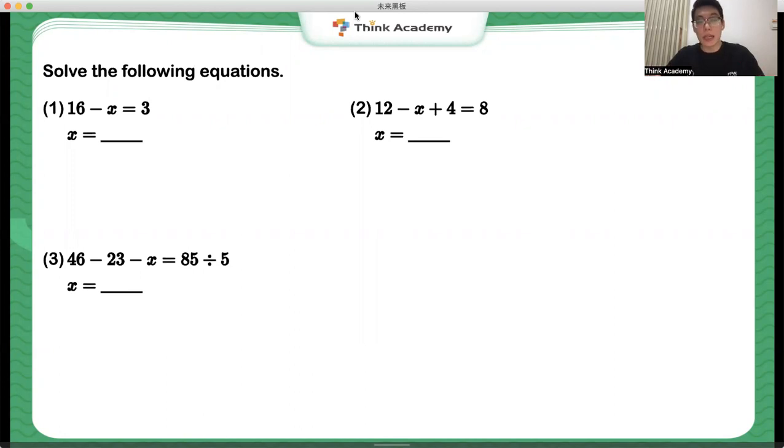And the next thing we are looking at is something we call unknowns. So in this lesson, we are using x as the unknown. But of course, apart from x, the unknown can be any letter.